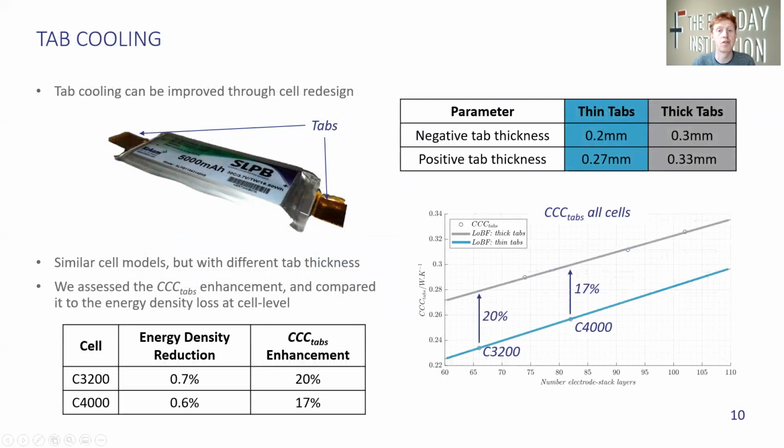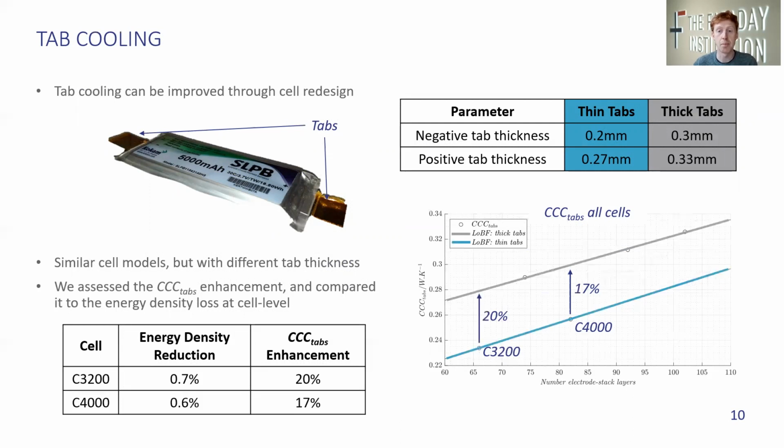As previously discussed, two of the cells had thinner tabs. This is clear in the graph, and the actual thickness reduction is shown in the top right-hand table. The effect on energy density is shown in the bottom left table. By increasing the thickness of the tabs, we reduce the energy density by less than 1%. The benefit in terms of thermal performance is substantial.